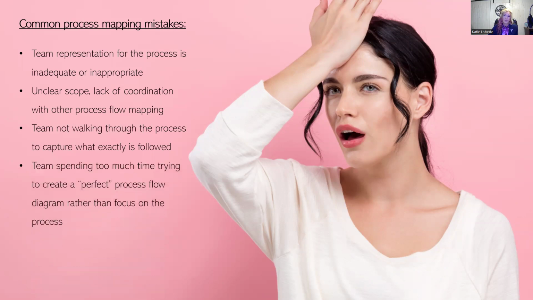The team spending too much time creating a perfect process diagram rather than focusing on the process. Occasionally you get that. The biggest mistake is not trying to do one at all. If this is your first time through with value stream mapping, pick something that is smaller in scope and more manageable so that you can get your value stream map legs under you and get comfortable with being able to do this.